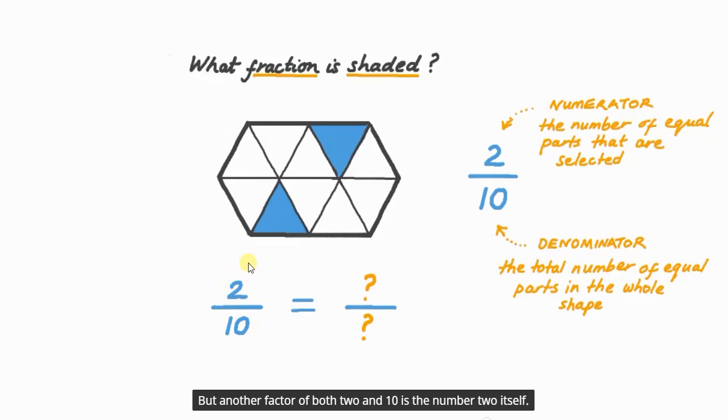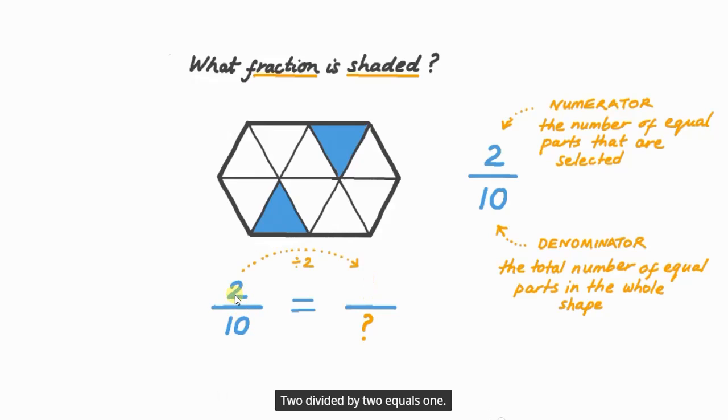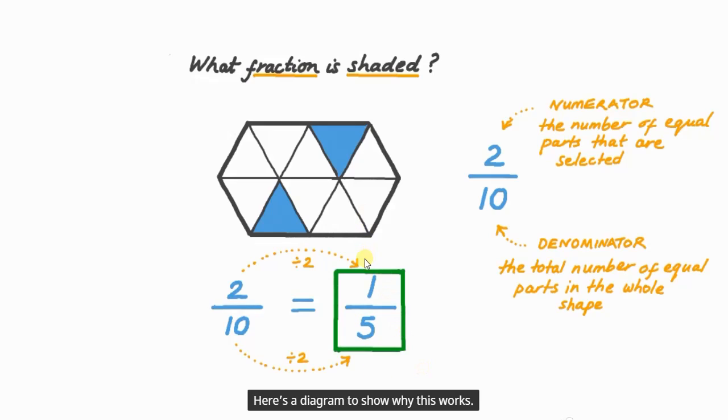This is the common factor that we can find between the numerator and the denominator. Let's see if we divide them. 2 divided by 2 equals 1, and 10 divided by 2 equals 5. So we have 1 over 5, or 1/5. Okay, and so we can say that 1/5 of our shape is shaded.